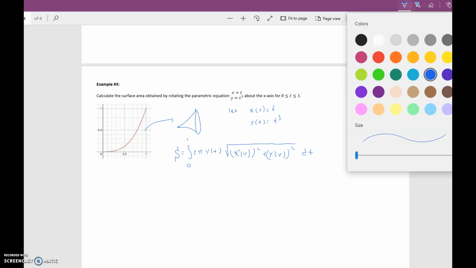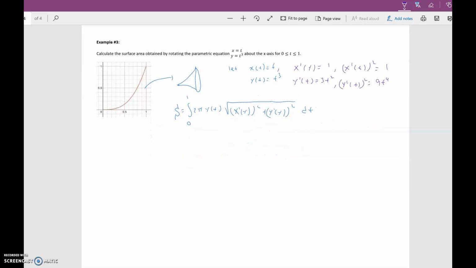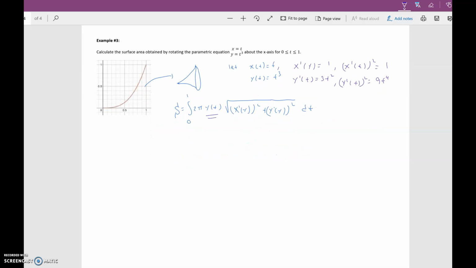Okay, so let me actually take the derivatives and plug it into the formula. So you're going to have x prime of t is equal to 1, y prime of t is equal to 3t squared. And then x prime of t squared is going to be 1, and y prime of t squared is going to be 9t to the fourth. And then remember that y of t goes there. So let's plug in this formula, and let me take out the 2 pi.